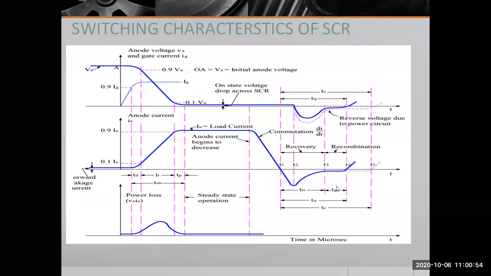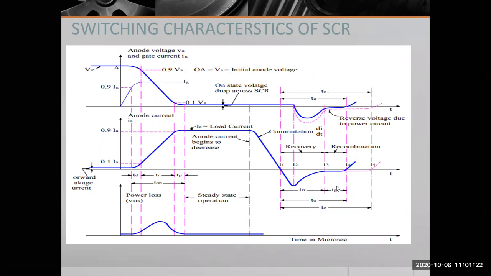Then how will the recombination process improve? That means, what is the major parameter which affects TQ time? We need to identify that parameter, because by varying it, we can easily vary the device turn off time.